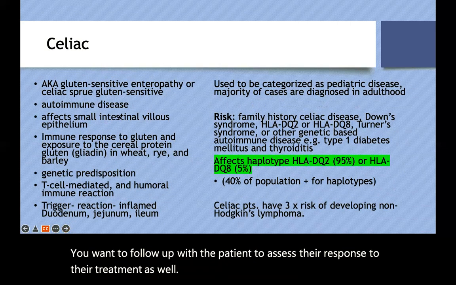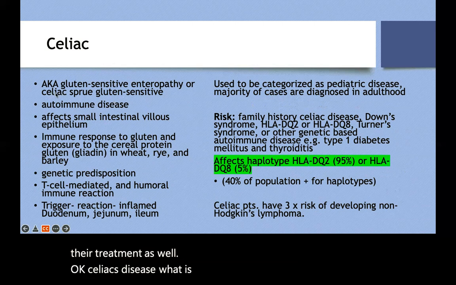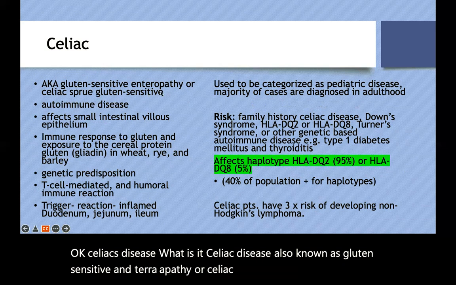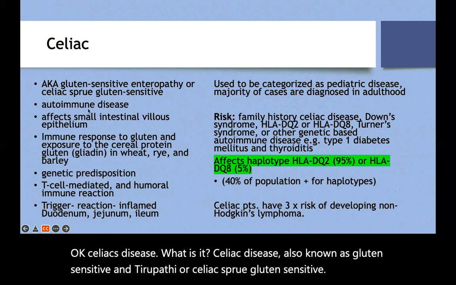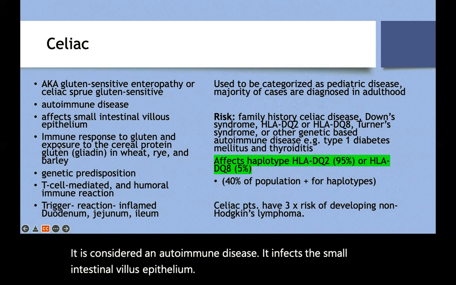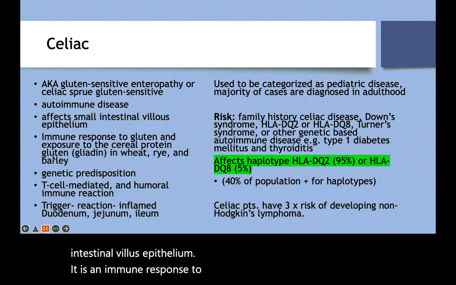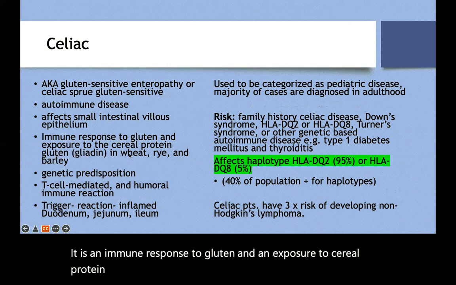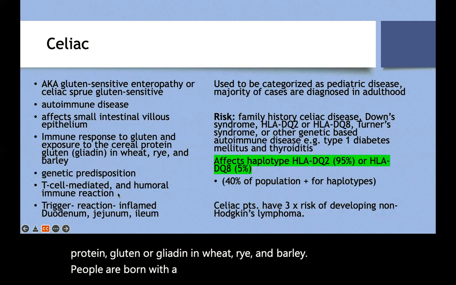Okay, celiac disease, what is it? Celiac disease, also known as gluten-sensitive enteropathy or celiac sprue, is considered an autoimmune disease. It affects the small intestinal villus epithelium. It is an immune response to exposure to the cereal protein gluten, or gliadin, in wheat, rye, and barley. People are born with a genetic predisposition to this.